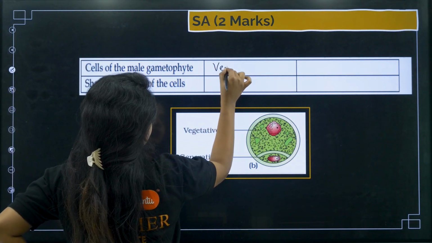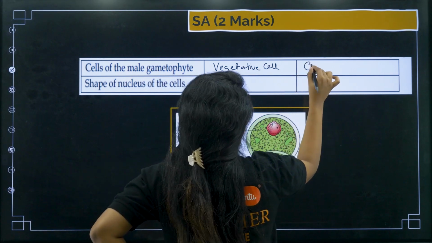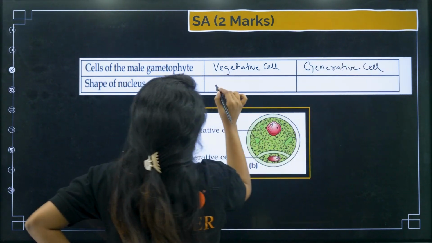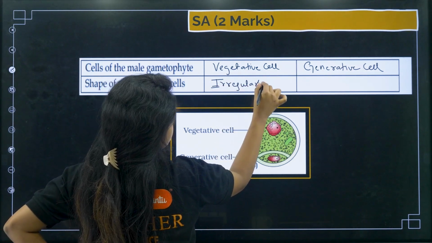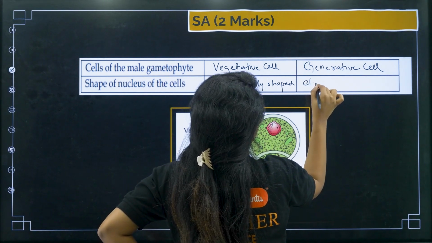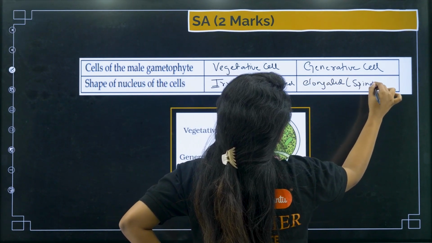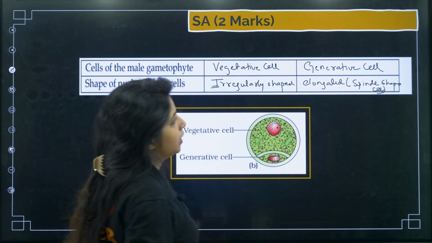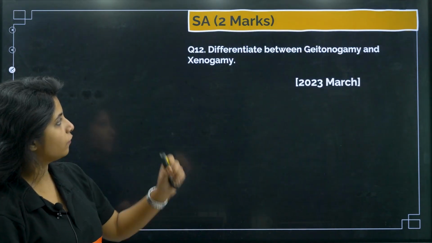Cells: one will be vegetative and the other one will be the generative cell. Over here you have irregularly shaped, and this will be elongated, and in bracket write spindle shaped cell. I think this would do. Works? Chalo, you got the 2 marks.